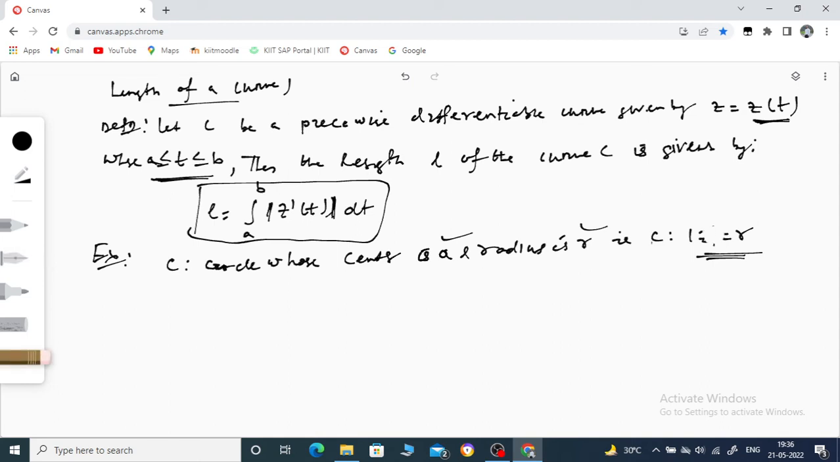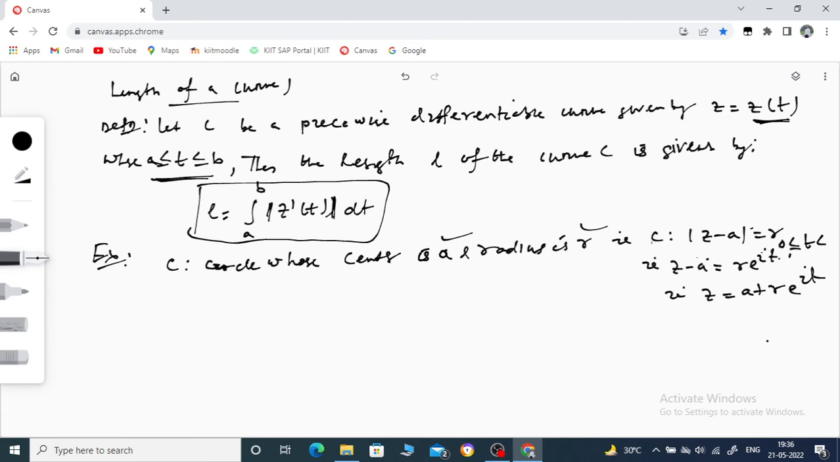So what will be the equation of the curve? Then the equation of the curve will be modulus of z minus a equal to r. That means z minus a is equal to r e to the power i theta, or you may write it with the variable t, which I am always using here. That means z is a plus r e to the power it, where t varies from 0 to 2 pi.